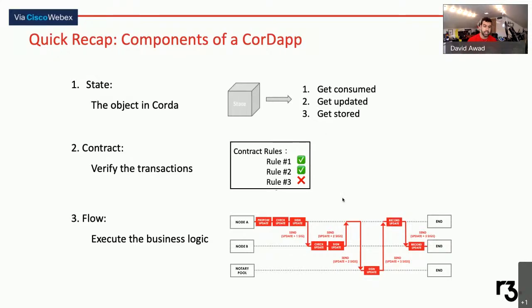Both nodes validate it, both nodes sign it, both of us have to agree explicitly to the transaction we have. And then my Corda node, having been the initiator, will then sign it, take it and have the notary sign it. And then the notary will give it back to me. I will record the update and then give it back to you.